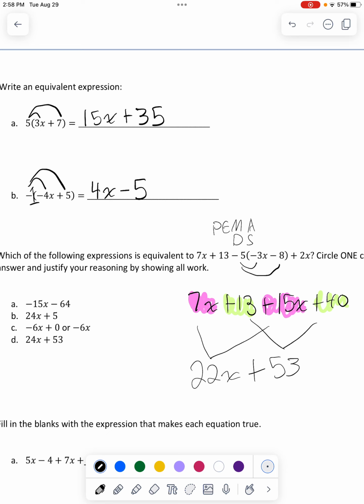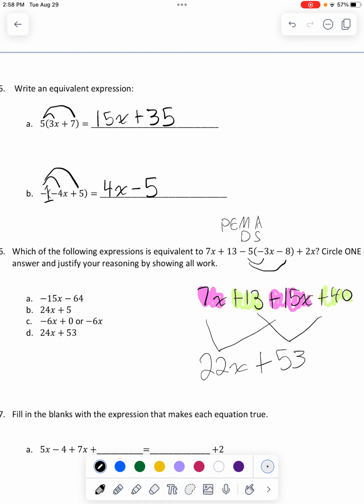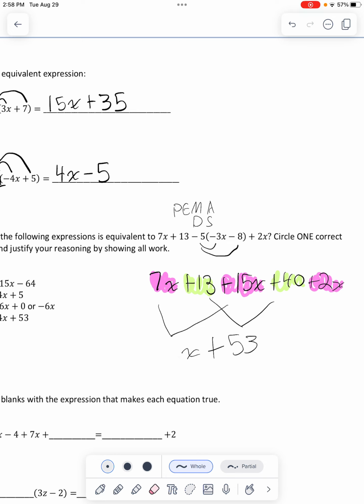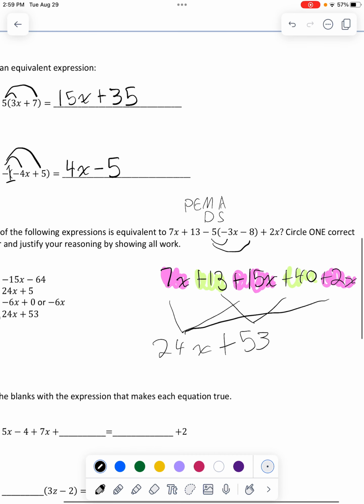And hey, maybe it looks like I've made a math mistake. Oh, can you find where my mistake was? I forgot this 2x here. Let this be a reminder that even the most seasoned of mathematicians make mistakes. So this is not 22x, but this is 24x plus 53. I noticed that my answer was not an option, so I knew I would have had to make a mistake along the way. And it turns out my mistake was forgetting this 2x.